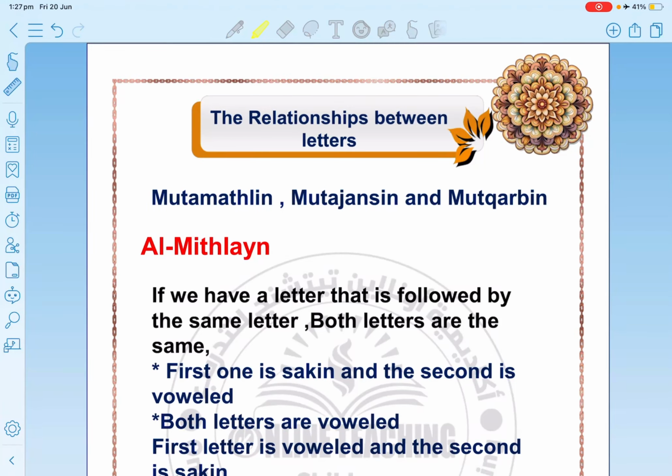Today, inshallah, we are going to understand the possibilities that may happen when a letter is facing another letter, or coming after another letter. We are going to understand all these rules. So our lesson today is about the relationships between the letters.